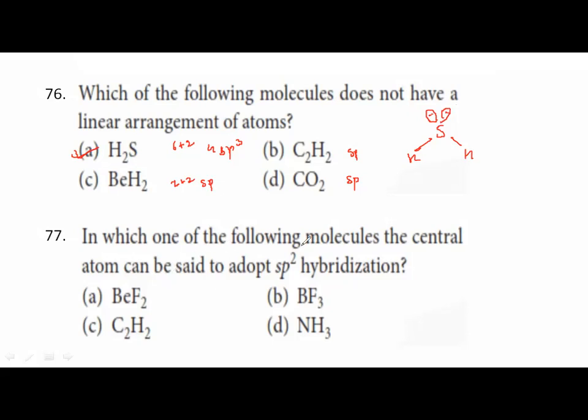In which one of the following molecules can the central atom be said to adopt sp2 hybridization? BeF2 is the same as BeH2, it is sp. BF3 is sp2: boron is 3 plus 3, 6 by 2 is 3, so it is sp2. C2H2, we have just seen it is sp. NH3 is sp3. So sp2 hybridization is in the BF3 molecule. Next question.